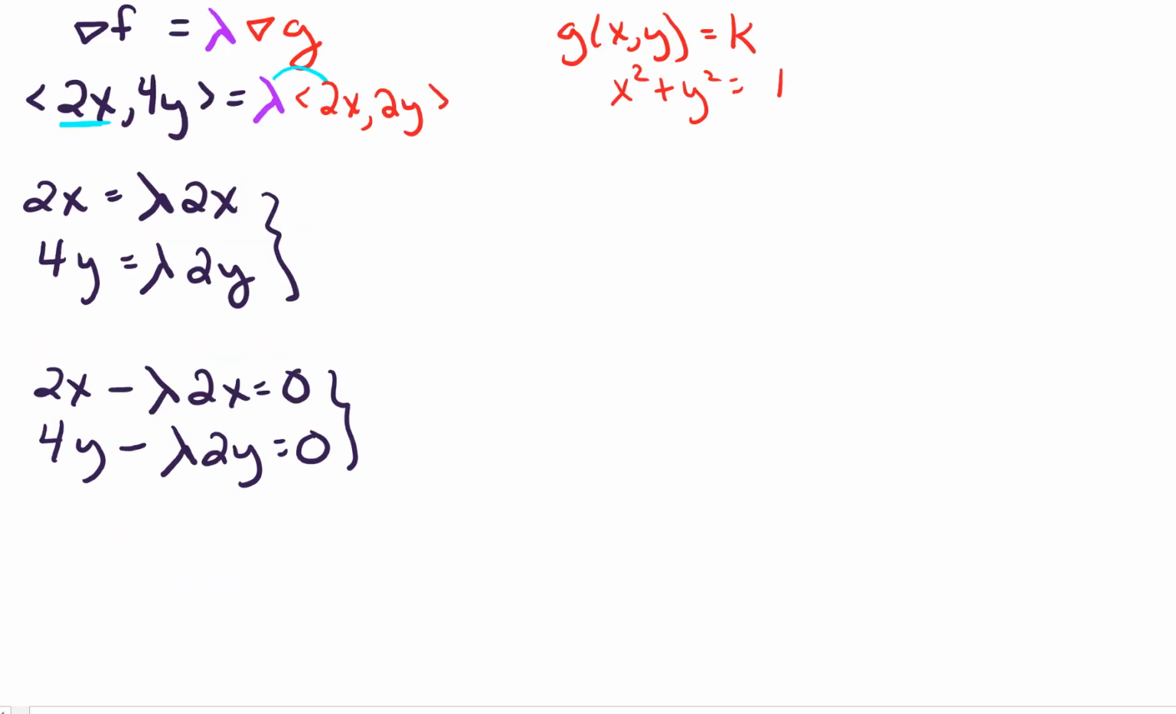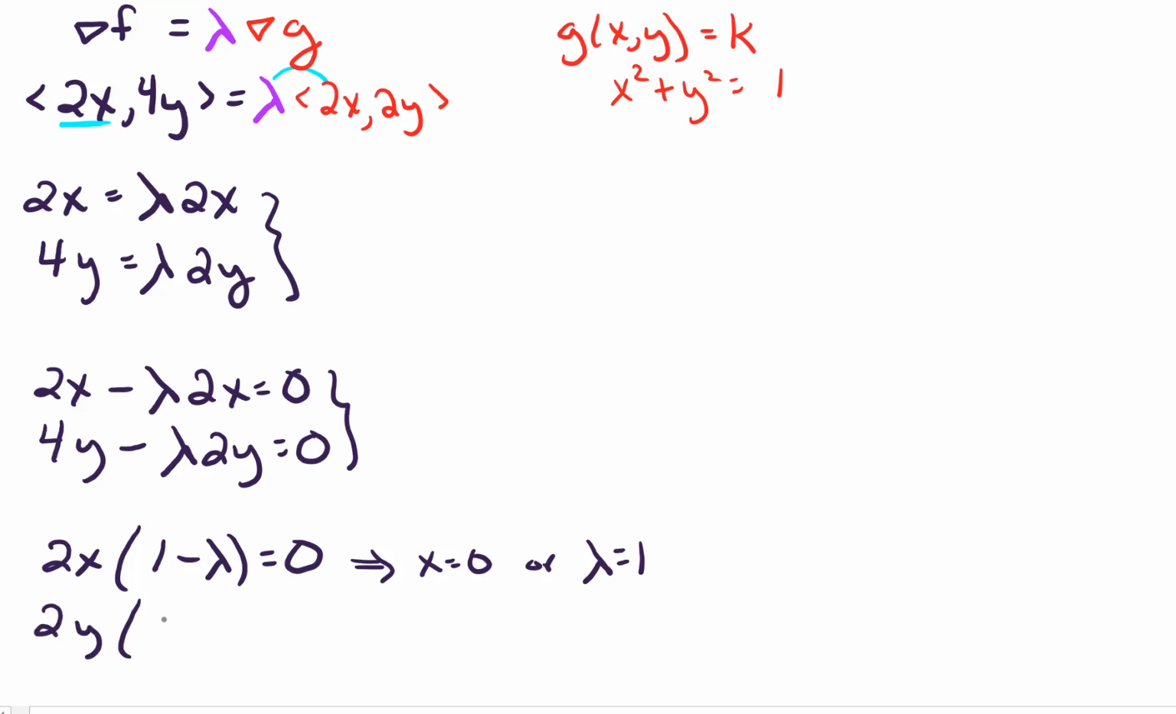Pulling out common factors, on the left-hand side we'll have 2x times (1 minus lambda) equals 0. And so what this tells us is that either x equals 0 or lambda equals 1. For the second equation, we pull out a 2y and we're left with (2 minus lambda) equals 0. And this tells us that either y equals 0 or lambda equals 2.